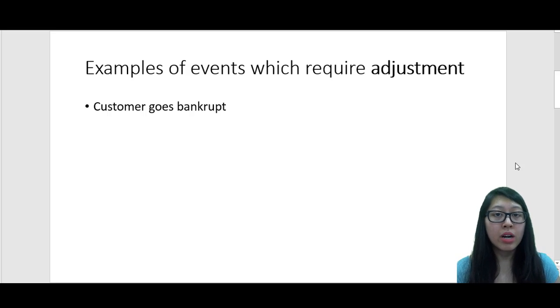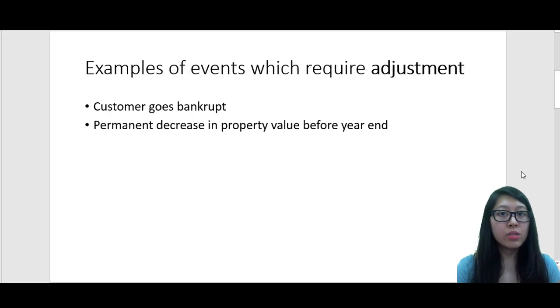Because inside that amount, there is a customer who is already bankrupt and should be written off as a bad debt. So in that case, we're going to have to do some adjustment to our year-end financial statements and remove that customer. Now the next one is kind of like a downwards revaluation, in which case there is a permanent decrease in the value of our property in the year end.